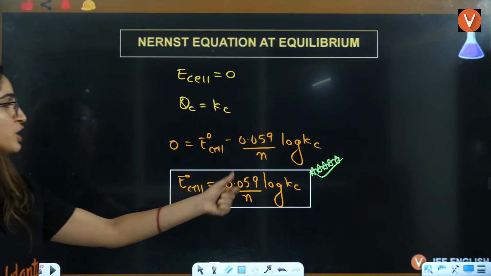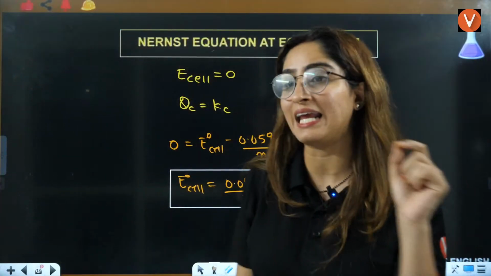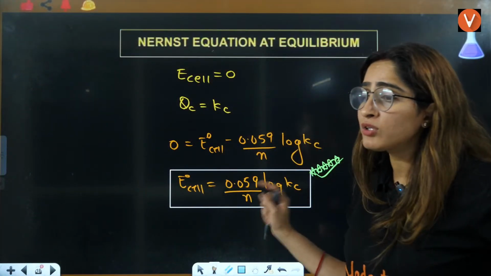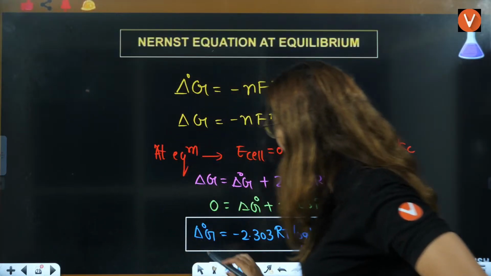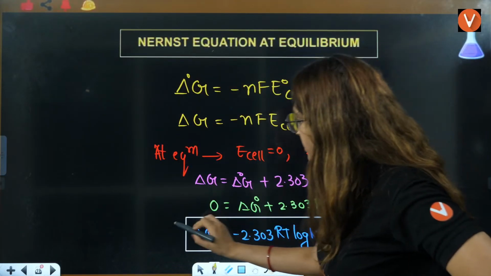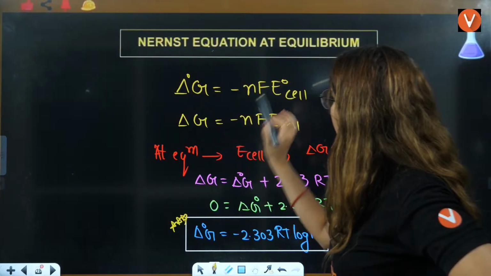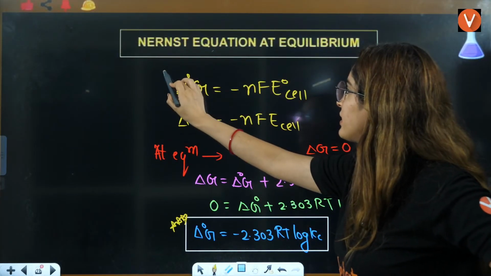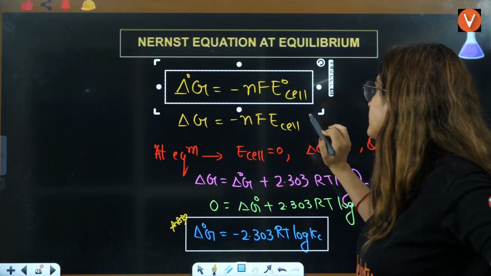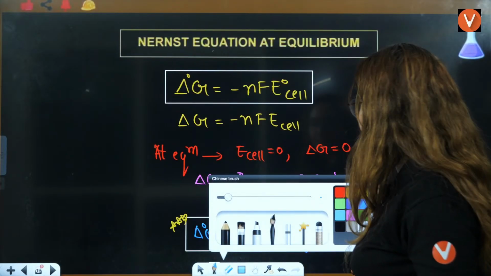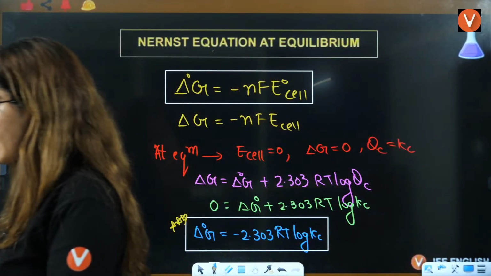This was the relation between equilibrium constant and E naught cell. Both of these relations are very, very important. These two relations are very important, and this particular relation also in itself is very important. Okay, guys, any problem in this particular case?